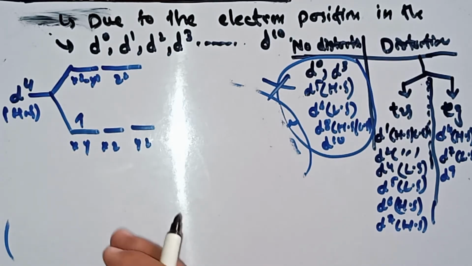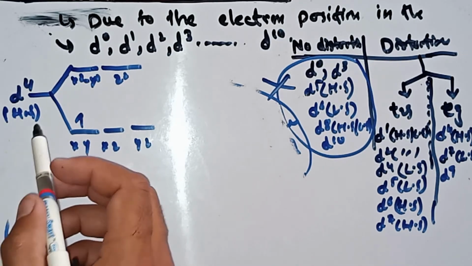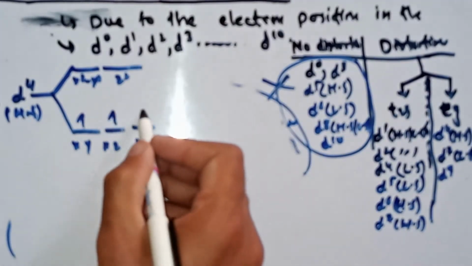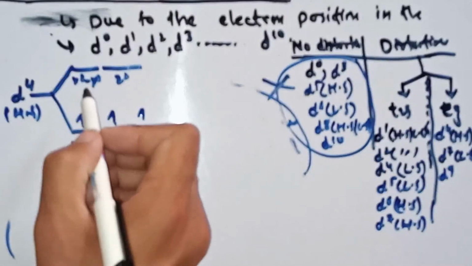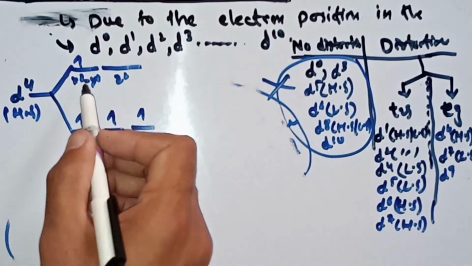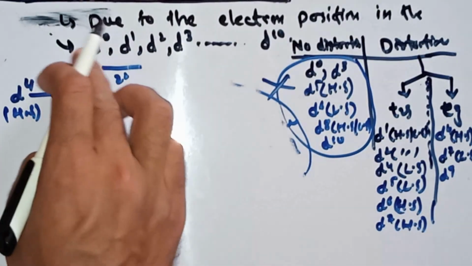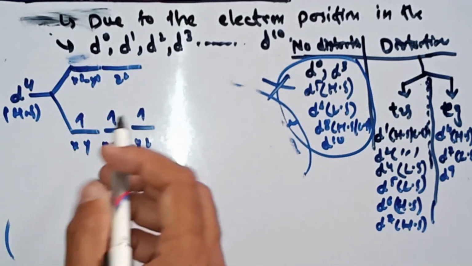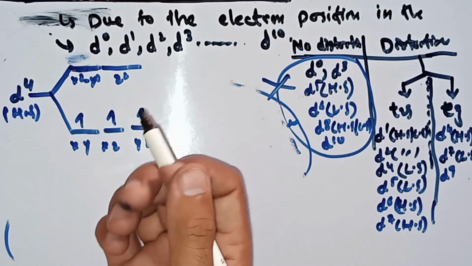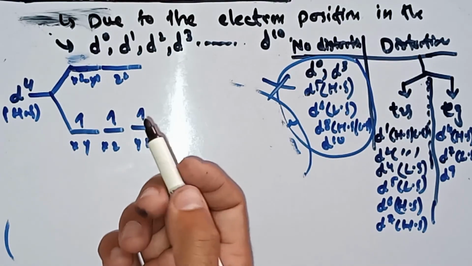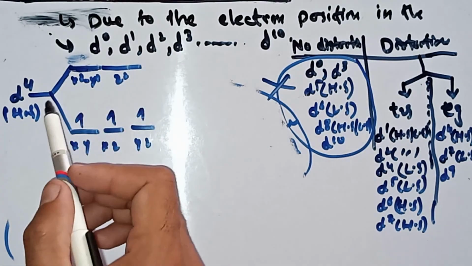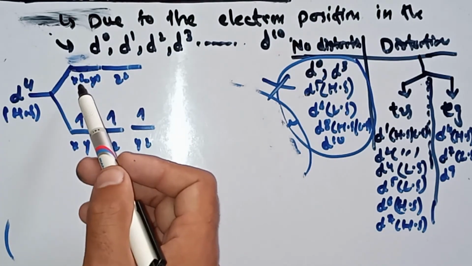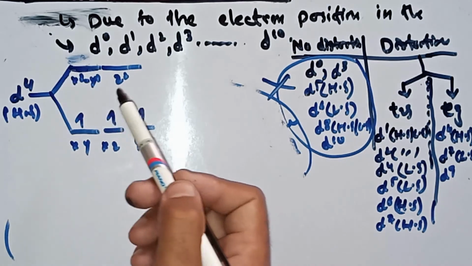When high spin complexes are used, it means weak ligands are used. So it will obey Hund's rule. So one electron will go into the eg sets. But now two cases are generated. In one case, the electron may go into z square, or may go into x square minus y square.